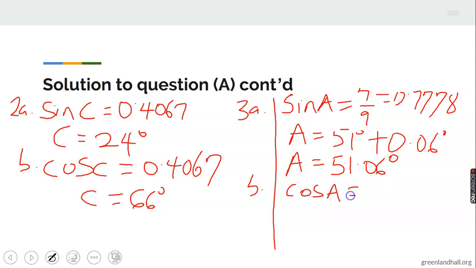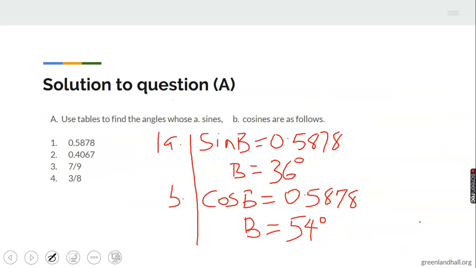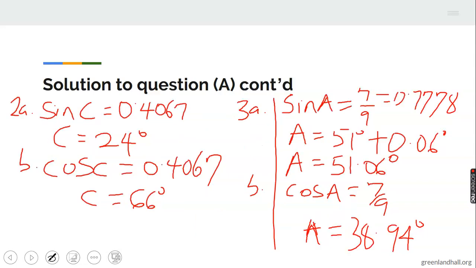Now, to get the cosine, it will just be 90 degrees minus 51.06. So for cosine A, 90 degrees minus 51.06 gives me 38.94 degrees.